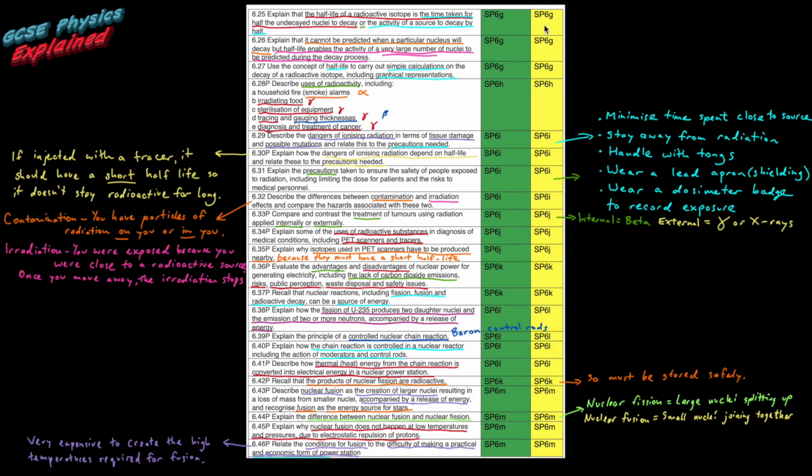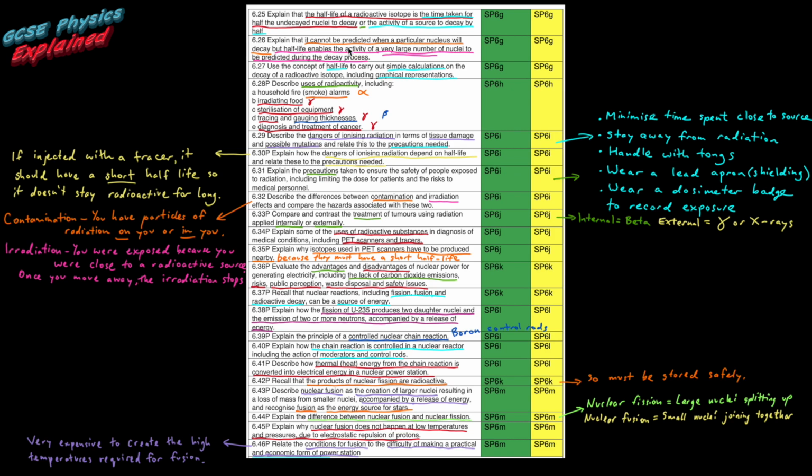Unit 6 continued. You can see it's all yellow for the higher, so we're just wanting to pick up the odd little mark here. Explain that the half-life of a radioactive isotope is the time taken for half the undecayed nuclei to decay, or it's the time taken for the activity of a source to decay by half. I prefer the blue way to say it.